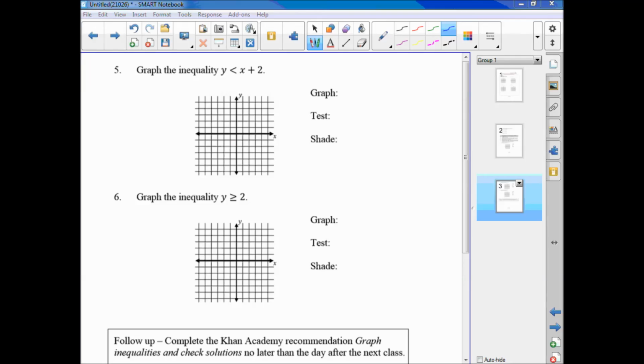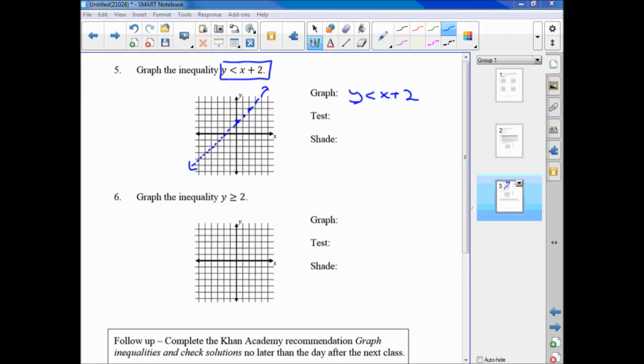On number 5 here, we are going to graph y is less than x plus 2. So the first thing we're going to do is graph our boundary line. So we'll graph y equals x plus 2. That's 2 on the y-axis, and then the slope is 1, so up 1 and over 1. And we're going to put a dotted line on our boundary line this time, because instead of less than or equal, it has less than.